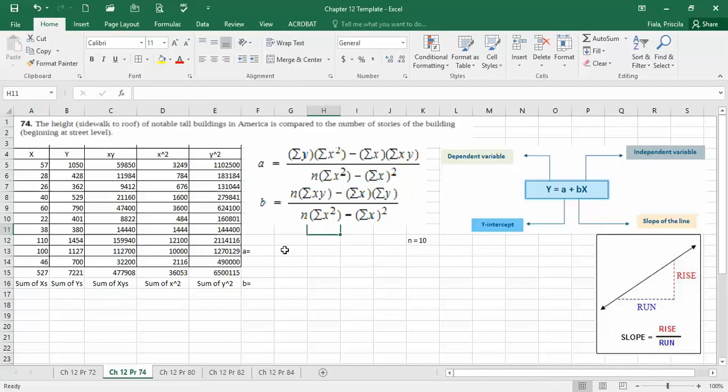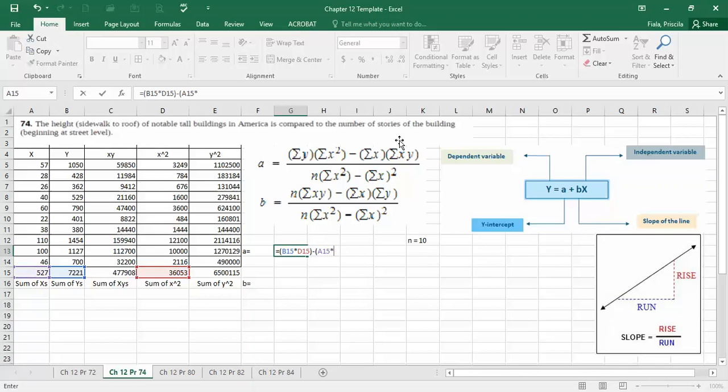A is equal to, let's start, the sum of the y's, so this is my sum of y's, correct? Times the sum of my x squares, minus the sum of my x's times the sum of x and y's. Okay, I did the top. Let's do the bottom now.